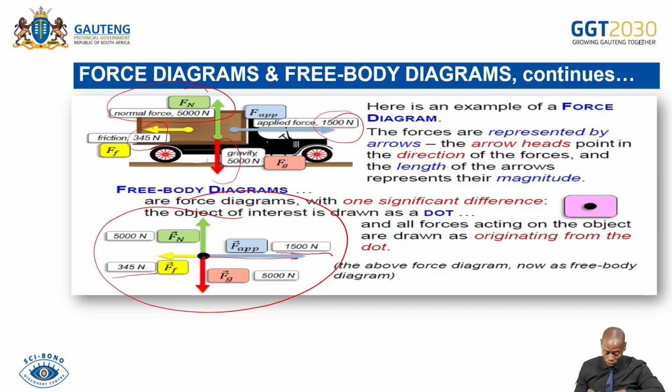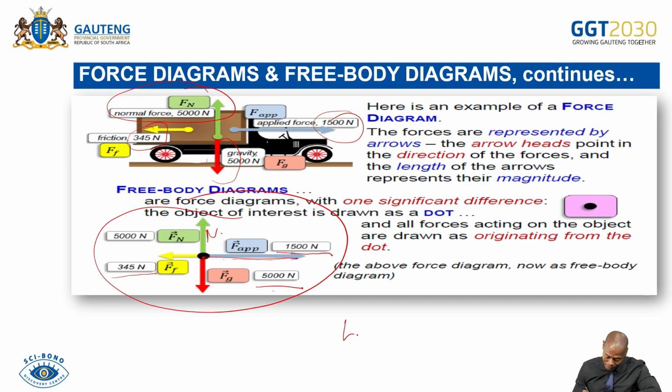All right? So my applied force is longer than, or is greater than, my frictional force. So this arrow is longer than this one, which shows that the magnitude of the applied force is greater than the magnitude of the frictional force, right? Then your Fg is 5,000 newtons, and your Fg will be equal to your normal force, which is also 5,000 newtons. Okay, so that is our free body diagram.